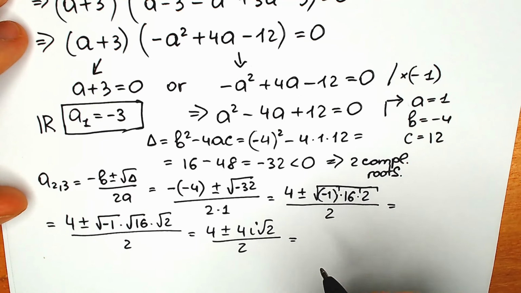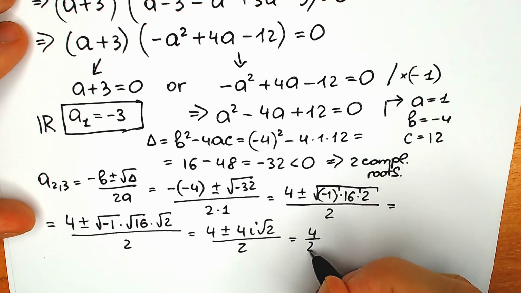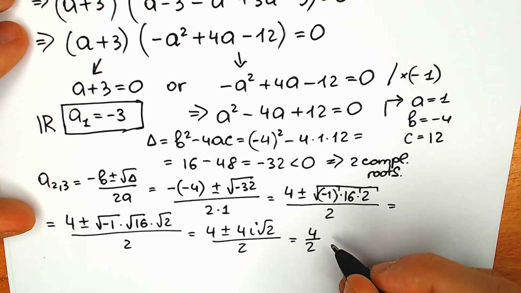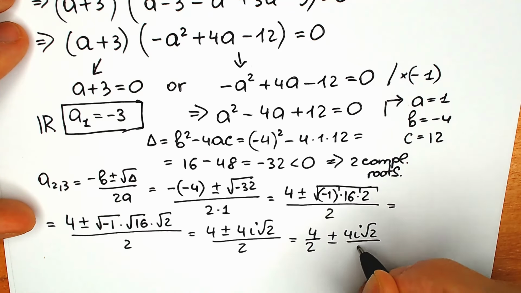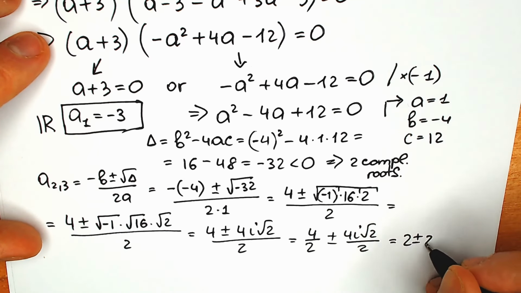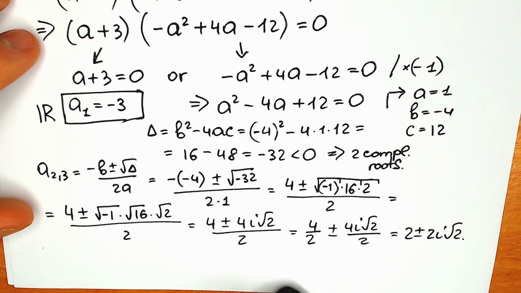Okay, and finally, let's divide our numerator by part, so by 2, so we have 4 over 2. We divide it because we need to separate the real part and the imaginary part. So 4 over 2 plus minus 4i square root of 2 over 2. From here we have 2, and from here we have also 2. So our final answer, 2 plus minus 2i square root of 2. Okay, and these are our two complex roots.